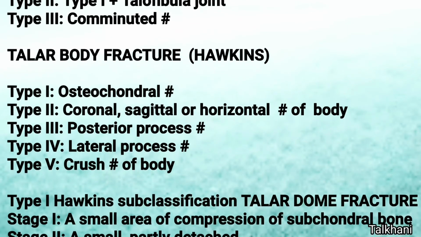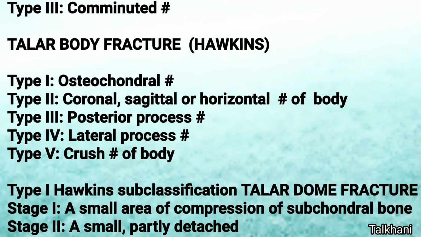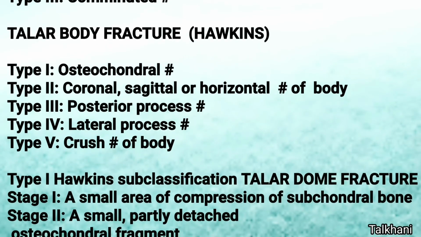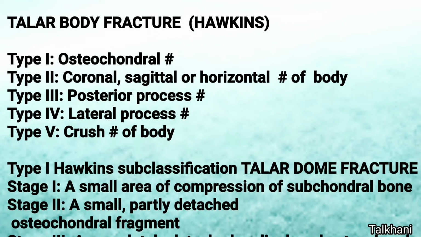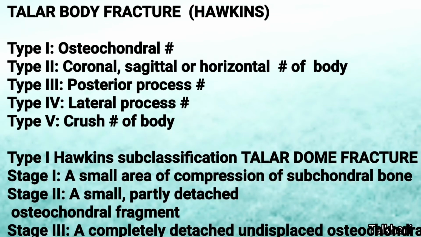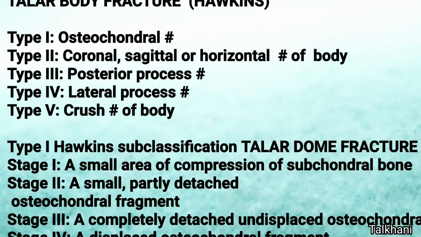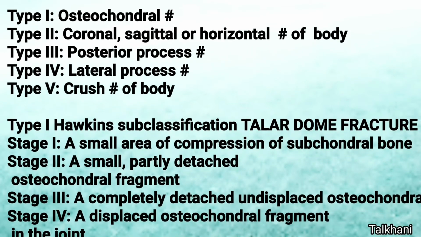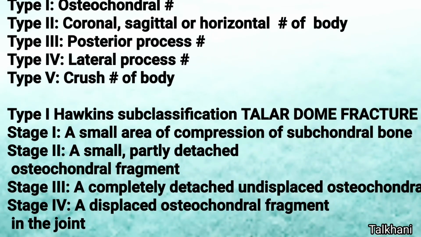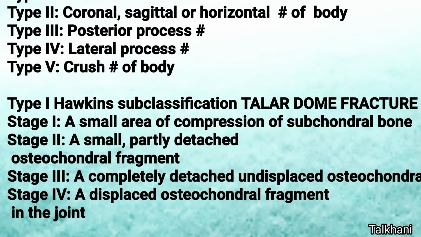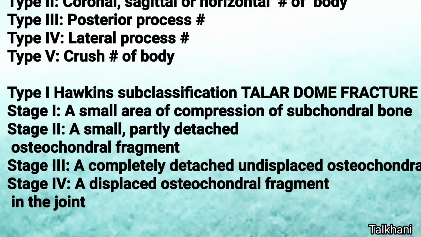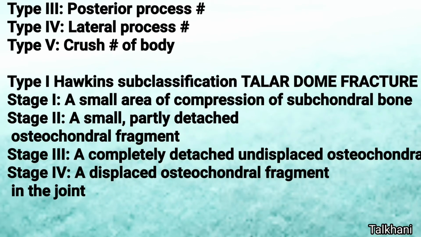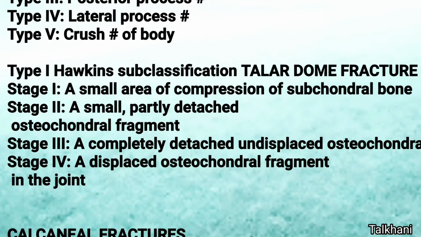Hawkins has also classified talar body fractures. Type 1, osteochondral fracture. Type 2, coronal, sagittal or horizontal plane fracture of talar body. Type 3, posterior process fracture. Type 4, lateral process fracture of body of the talus. Type 5 is crush fracture of the body of the talus.